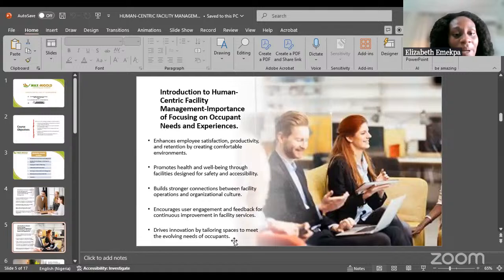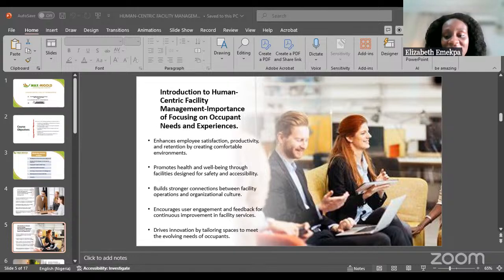Okay, still talking about the introduction to human-centric facility management. All right, so enhance employee satisfaction, productivity, and retention by creating comfortable environments. Now, these people are our people, right? The people we're working with, we are there because of them. Are we together? And if they don't get comfort for what they are paying for, they would say, oh, I don't think these people are doing the right thing. I don't think these people are capable of rendering this service. Let us look for another company, okay? It is always important that their satisfaction should always come first, okay?